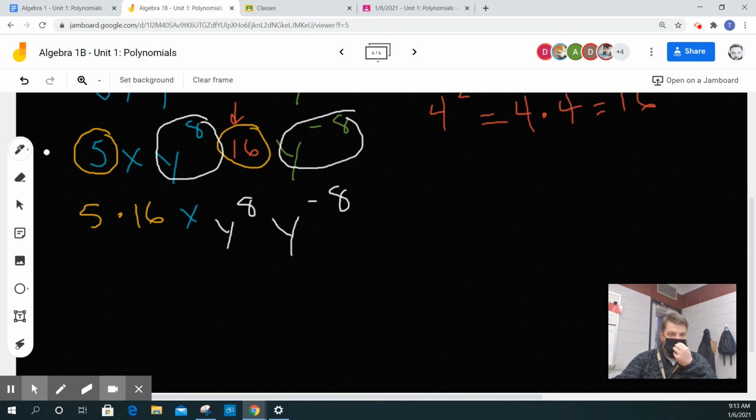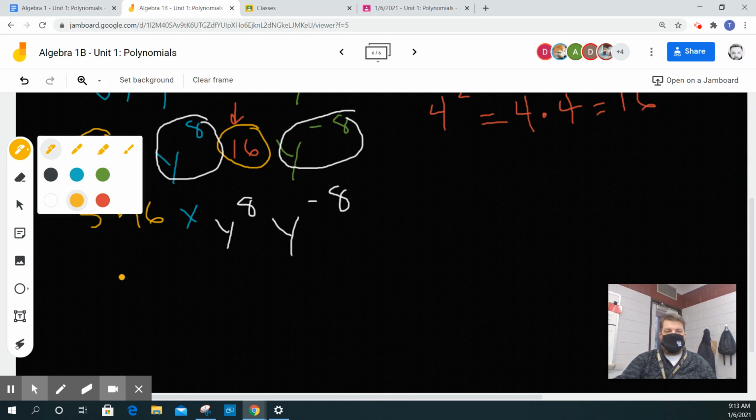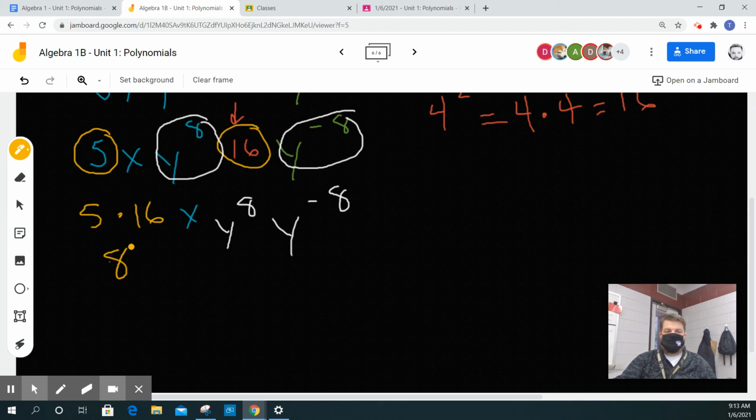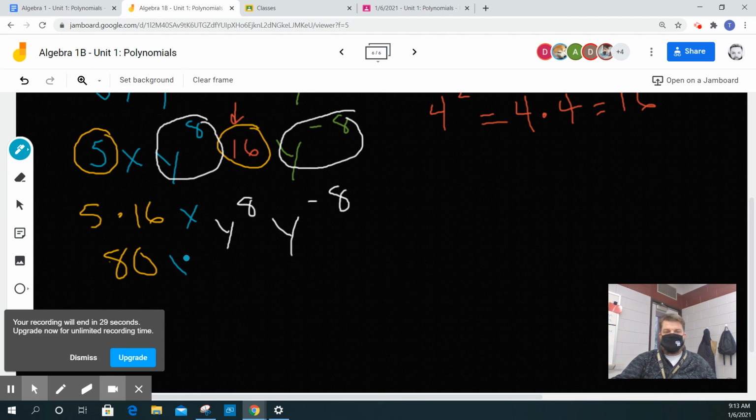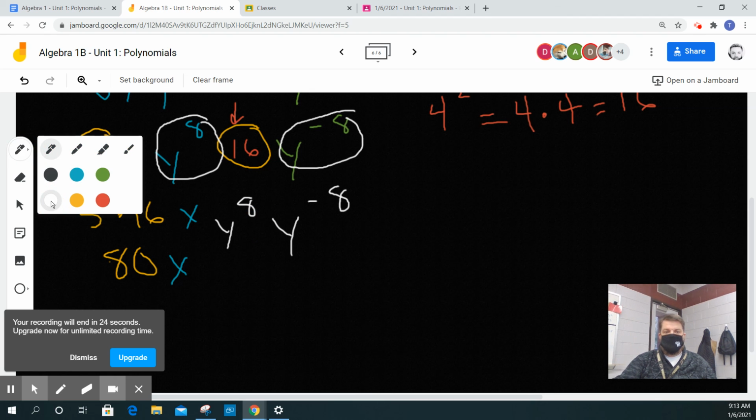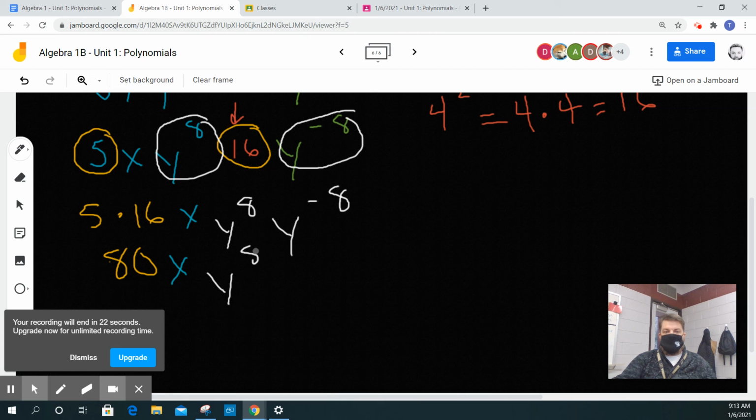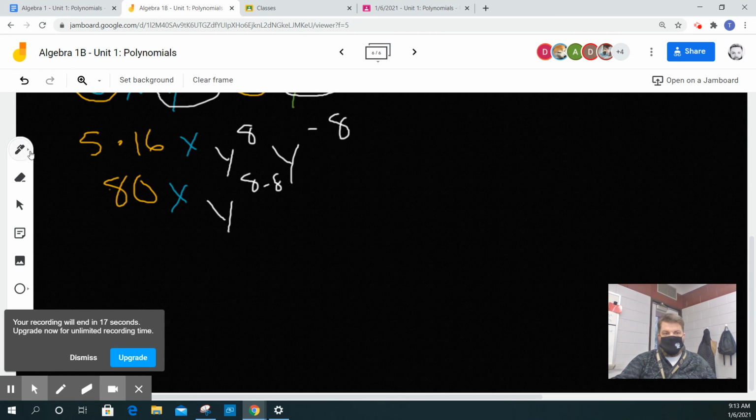All right. So 5 times 16 is actually 80. X times itself is just x. Now what's the shortcut here? That's y to the 8 minus 8, right? So then my final answer then is 80x y to the 0. Y to the 0 is the same as 1, so the whole answer is just 80x.